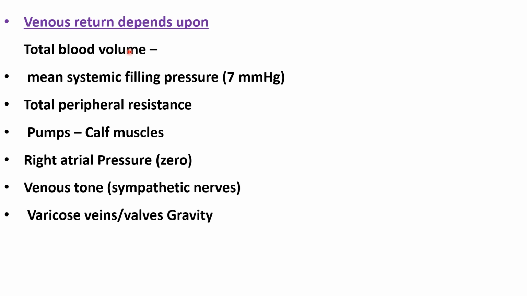Pumps, the calf muscles pump the blood forward towards the heart and help to increase the venous return. The respiratory muscles increase the negativity of the chest, taking the right atrial pressure to 0 and sucking blood into the chest cavity and the heart. Venous tone, the sympathetic nerves, if they are healthy and supplying the veins normally, will help in the venous return. And the valves of the veins, if they are healthy, will not let the blood go along the gravitational force and will pump the blood forward against gravity to increase the venous return.